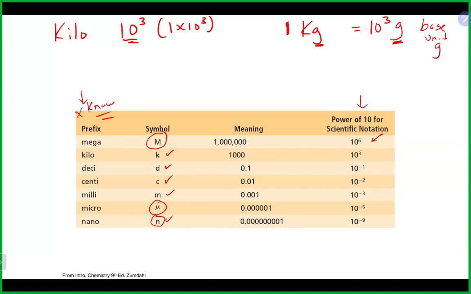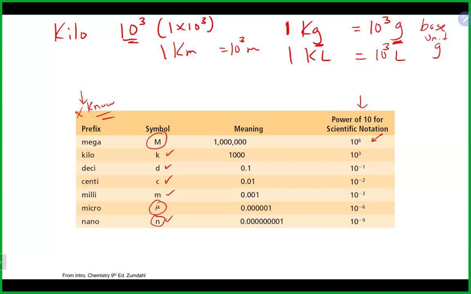Now, it doesn't matter what the base unit is. If I have kiloliters and liters, there would be 1 kiloliter in 10 to the 3 liters. If I have kilometers and meters, it would be 1 kilometer to 10 to the 3 meters. It doesn't matter what the base unit is, the prefix works the same way.